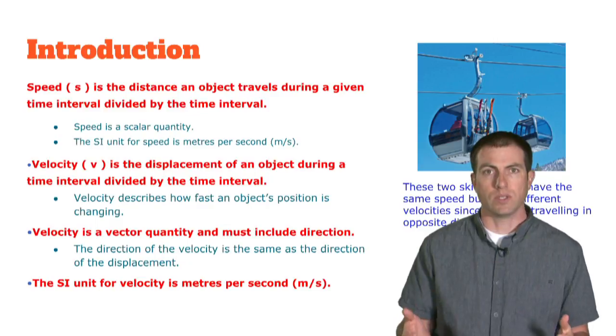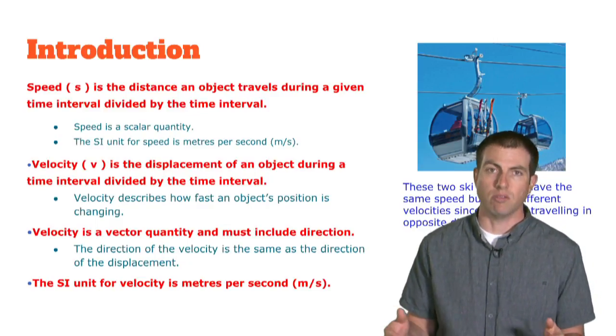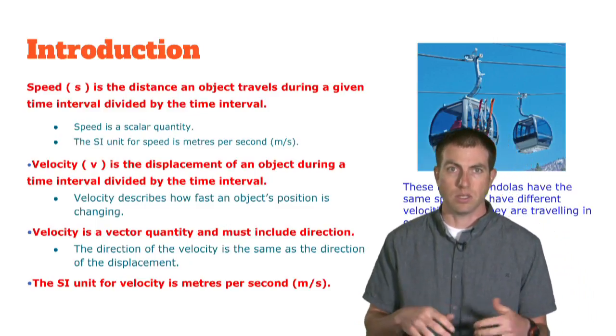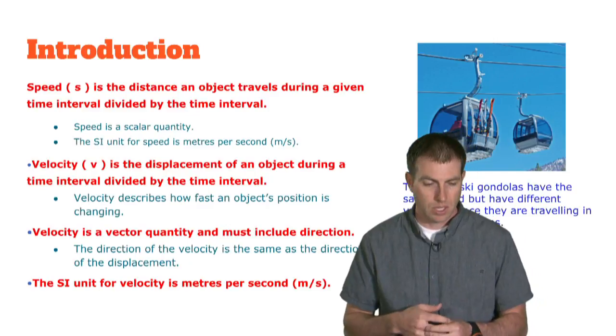You just about always talk about things in terms of kilometers per hour. How many kilometers can you travel in an hour? That's the speed. 100 kilometers per hour means in an hour you're going to travel 100 kilometers.